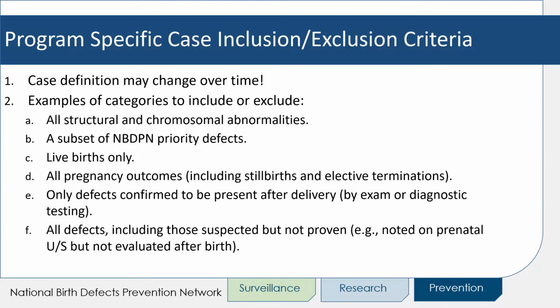all pregnancy outcomes, including stillbirths and elective terminations. Only defects confirmed to be present after delivery by exam or by diagnostic testing. All defects, including those suspected but not proven. For example, those noted on prenatal ultrasound but not evaluated after birth.